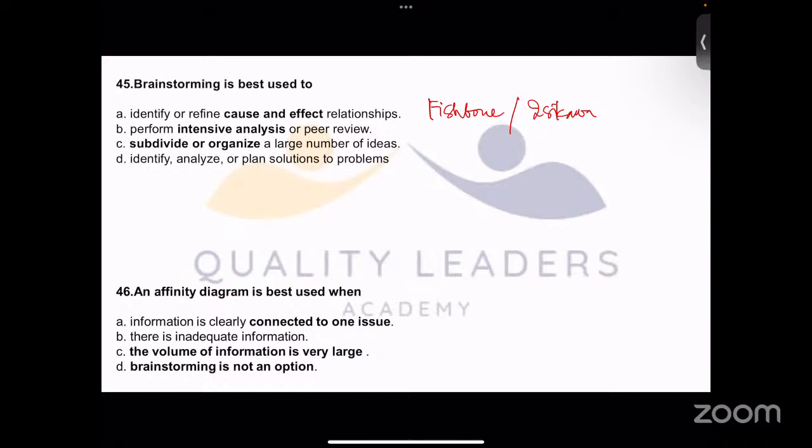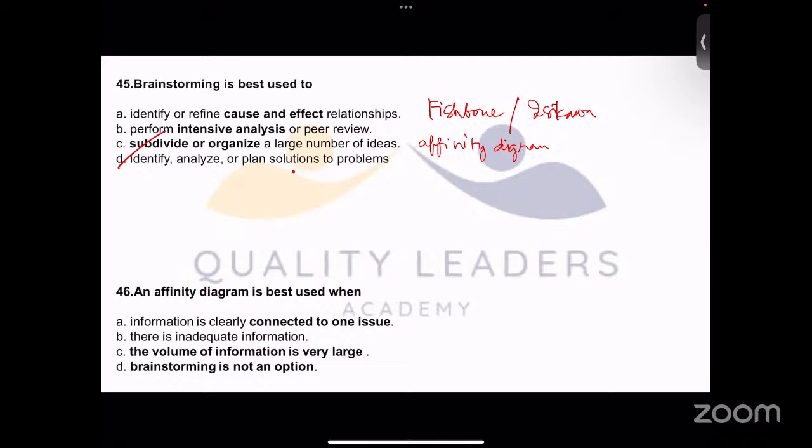Large number of ideas is what we call this tool, affinity diagram. Okay, brainstorming is used to identify and plan solutions to problems. So that gives letter D. The correct answer for brainstorming is best used to identify, analyze, or plan solutions to problems.